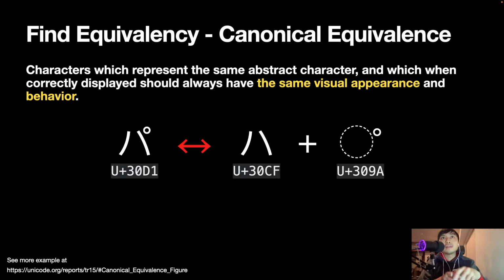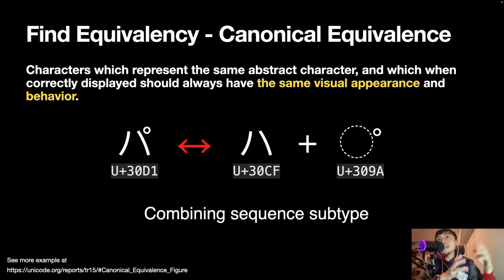And you can see that they have the same appearance if you combine them, and the same behavior, even though on the right they are technically different Unicode, right? You can see they are different Unicode. So this is also called the combining sequence subtype. There are several different subtypes of canonical equivalence. If you want to see all of them, you can check the link I've given at the bottom left of the presentation or in the video description.